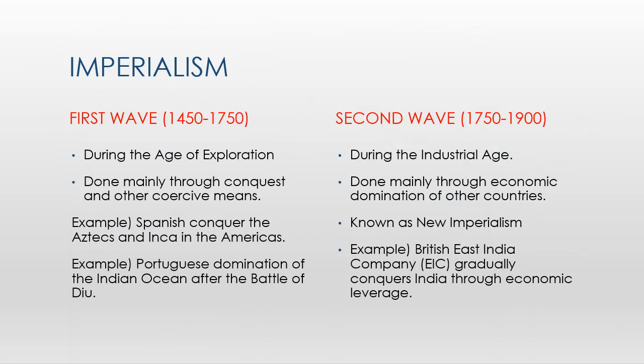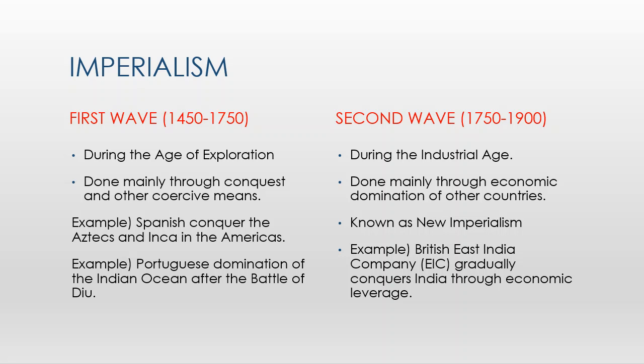Okay, so the first wave of imperialism happens around 1450 to 1750. This is also known as the Age of Exploration, as we have covered previously. So this imperialism, this conquering of other countries, is done through forceful means. People are conquering other lands and building their overseas empires, like Spain and Portugal, but it's done through battle. It's done through conquest. It's done through means which are forceful.